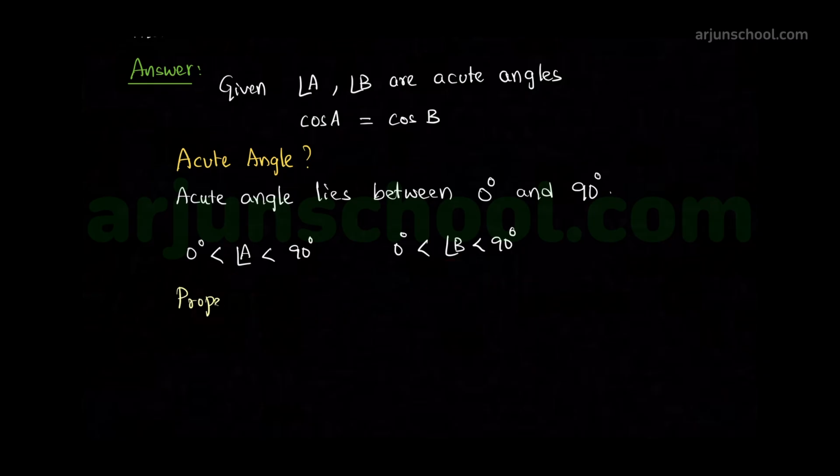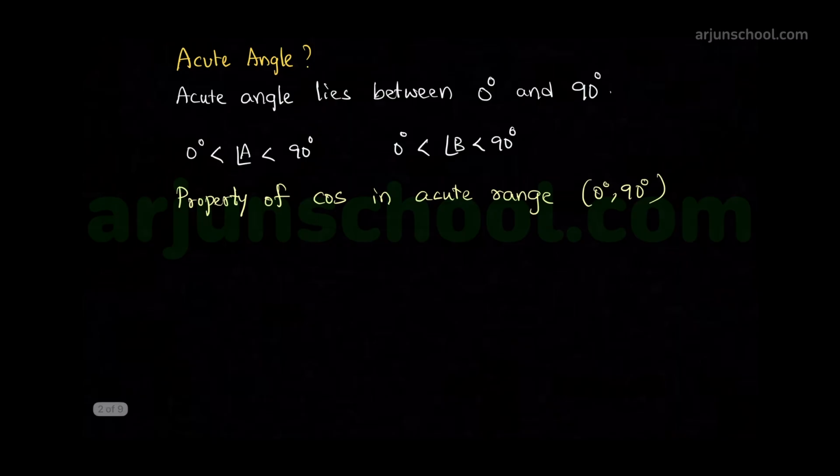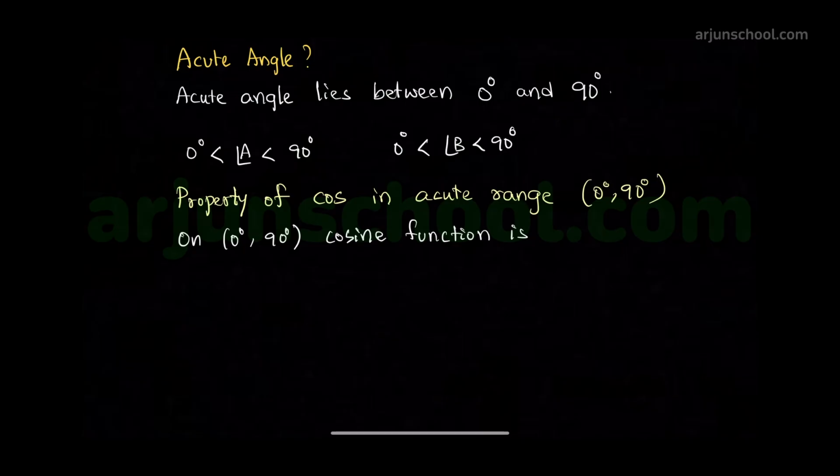Now let us use the key property of cos in the acute range. On the interval 0 to 90 degrees, the cosine function is 1 to 1. It gives a different value for each different acute angle. In simple words, if two acute angles have the same cosine value, then the angles must be equal.